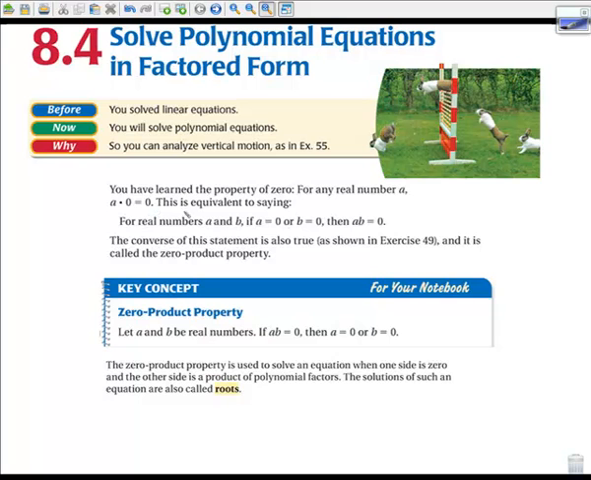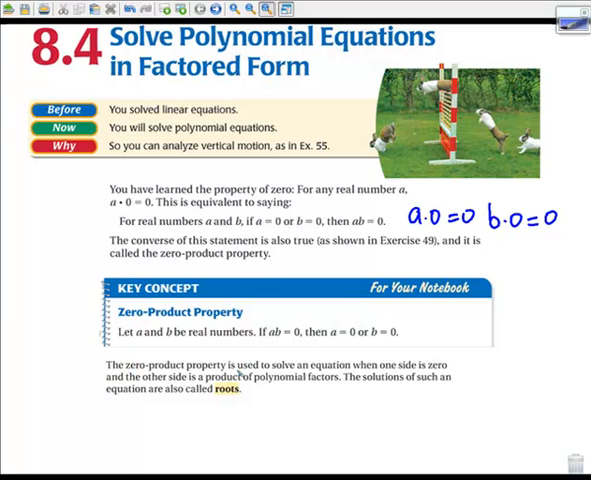This is the same thing as saying for real numbers a and b, if a equals 0 or b equals 0, then a times b equals 0, no matter which one it is. Because a times 0, if this was b, equals 0, and if b times 0 for a, you're going to get a 0. That's the zero product property. Basically it says if a times b is 0, then a equals 0 or b equals 0. So it's pretty much common sense.